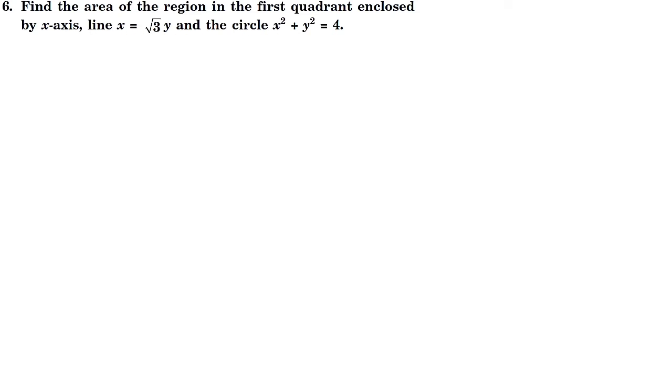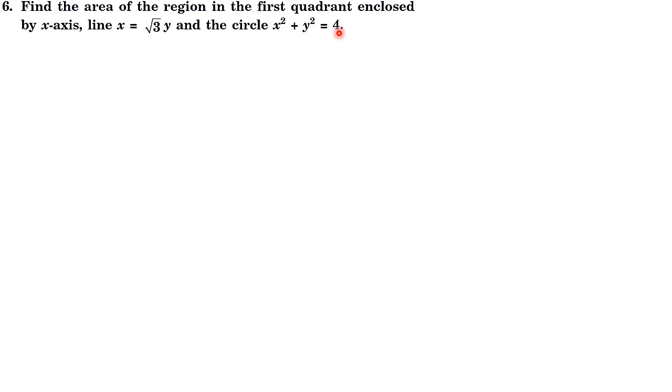So here, find the area of the region in the first quadrant. That particular region is coming under first quadrant, enclosed by x-axis. There is a line and there is a circle. First of all, when we consider this circle, x square plus y square equal to 4 is the equation given to us, and we know the general form of a circle, that is x minus a the whole square plus y minus b the whole square equal to r square. But here a and b is not there. That means a and b are 0. That means center is 0.